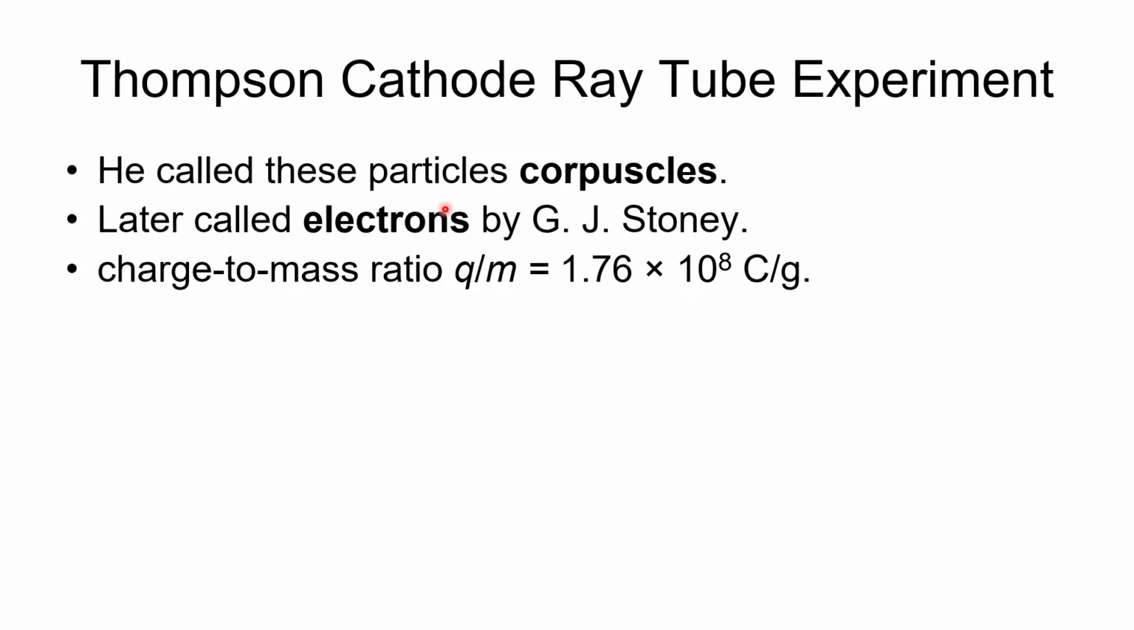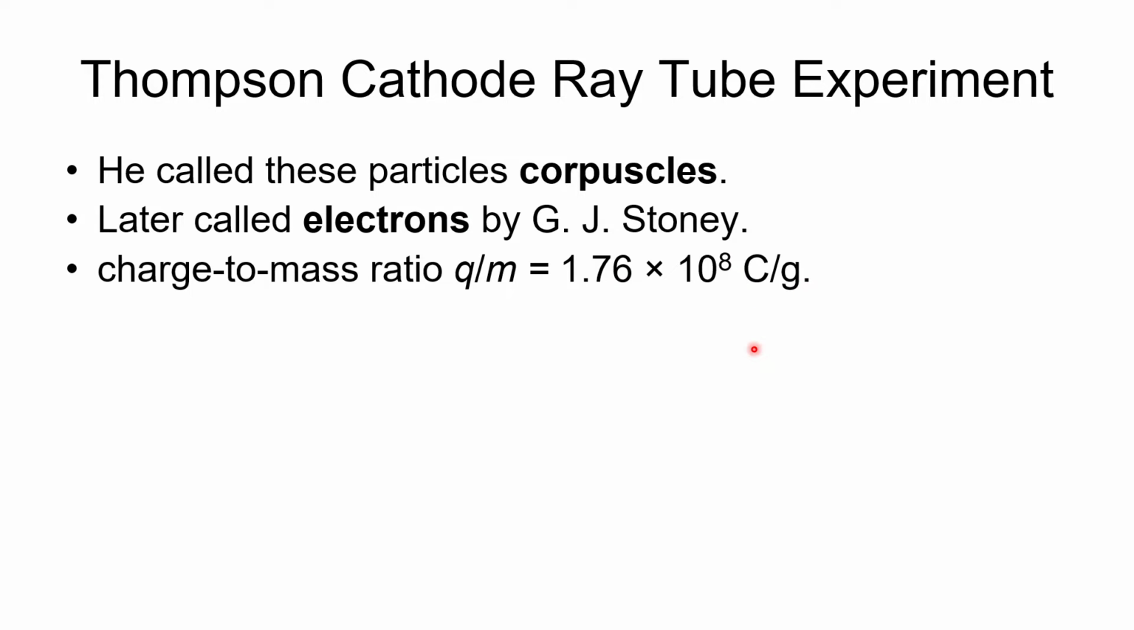Now, doing some math, he was able to determine what the charge to mass ratio was on those electrons. So if you took the charge of the electron and divided by the mass of the electron, you would get this number. Now, he didn't know what the charge on a single electron was, and he didn't know what the mass was, but by doing the math, he could at least get this ratio. And with that ratio, you'll see 1.76 times 10 to the 8th coulombs per gram.